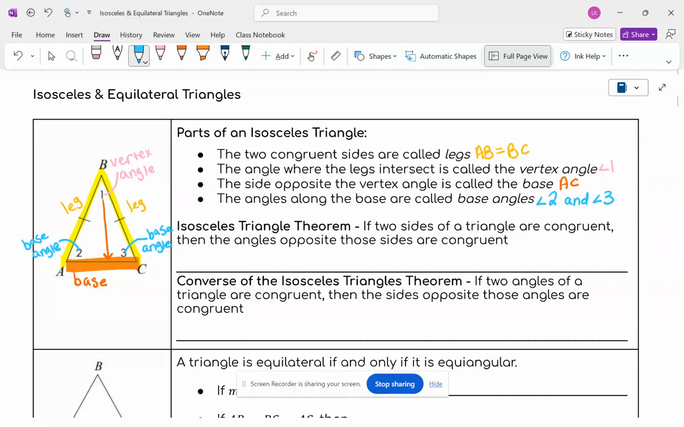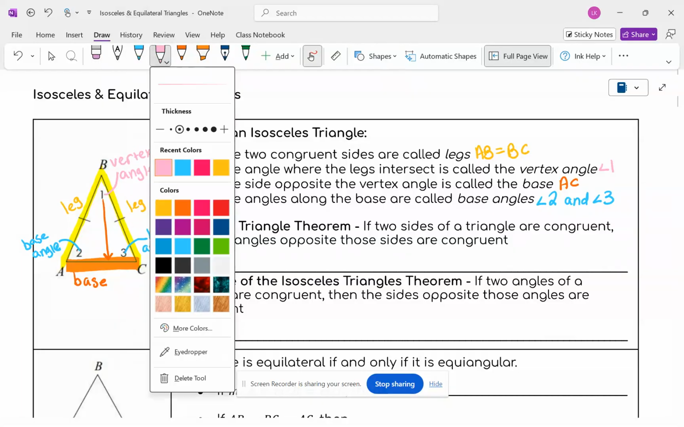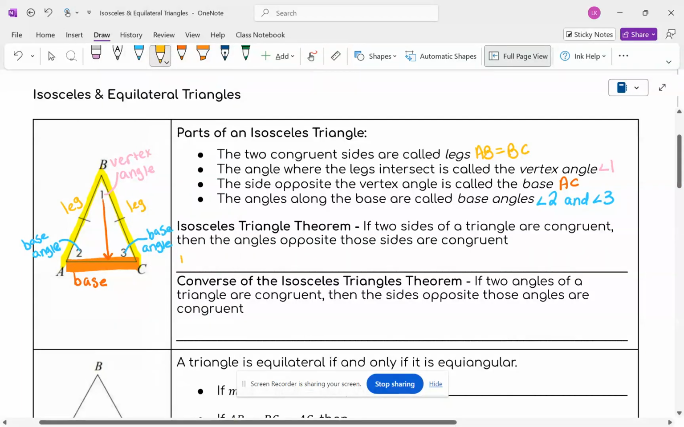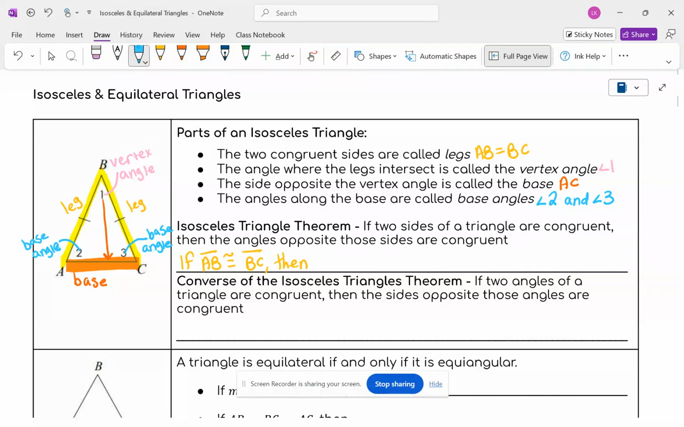So we have what we call the isosceles triangle theorem, which tells us that if two sides of a triangle are congruent, so if AB is congruent to BC, then the angles opposite those sides are congruent. Those are your base angles. So then angle 2 is congruent to angle 3. And you can see if I draw a line from each leg straight down, those are your base angles. And those are congruent.